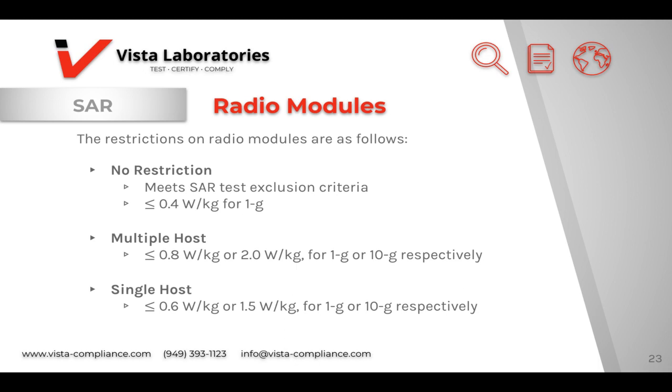And then for a single host platform, meaning that the radio module can be restricted to being integrated into a single host, the limit would be 1.6 watts per kg or 4 watts per kilogram for 1 gram and 10 gram SAR. This means that the equipment approval obviously is limited to a single host platform.